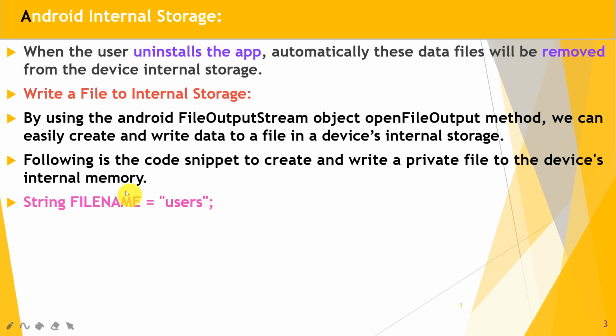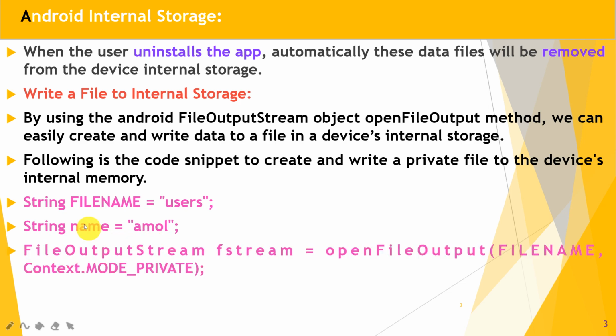So first create a file name, suppose users. You can store users' data and password here. Then name, okay, you want to store name, then name is a string, suppose Amol. So use FileOutputStream, create the object of the FileOutputStream, fstream. You can write openFileOutput. You can pass two things, one is the file name as an argument, second one is the context, that is MODE_PRIVATE. That means that file cannot be accessible to the other apps, so it is a secure one.